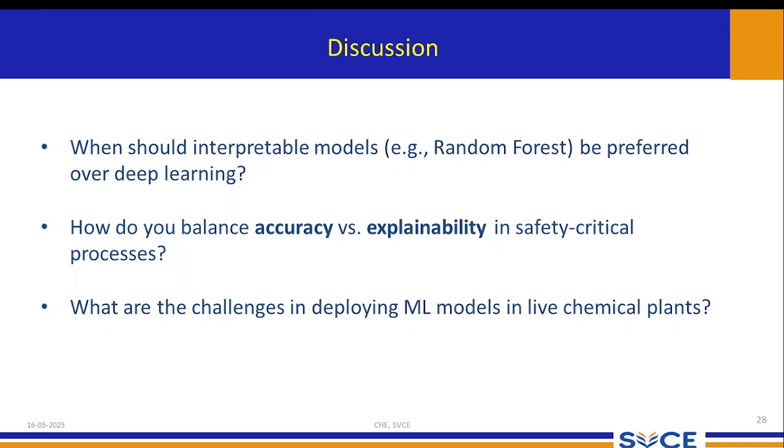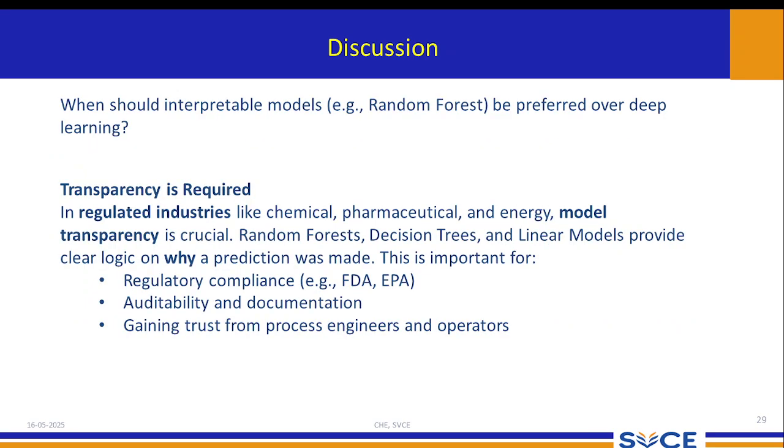The third part is: what are the challenges in deploying machine learning models in chemical plants? We are going to discuss that one by one. So coming to the first question, why should interpretable models, like random forest, be preferred over deep learning?